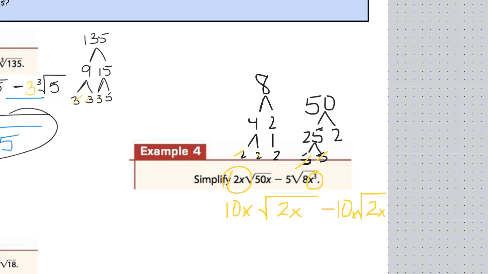Now, looky, looky, we have the same radicand with the same index. This says 10x times the square root of 2x minus 10x times the square root of 2x. That's a big fat 0. Okay? All right.